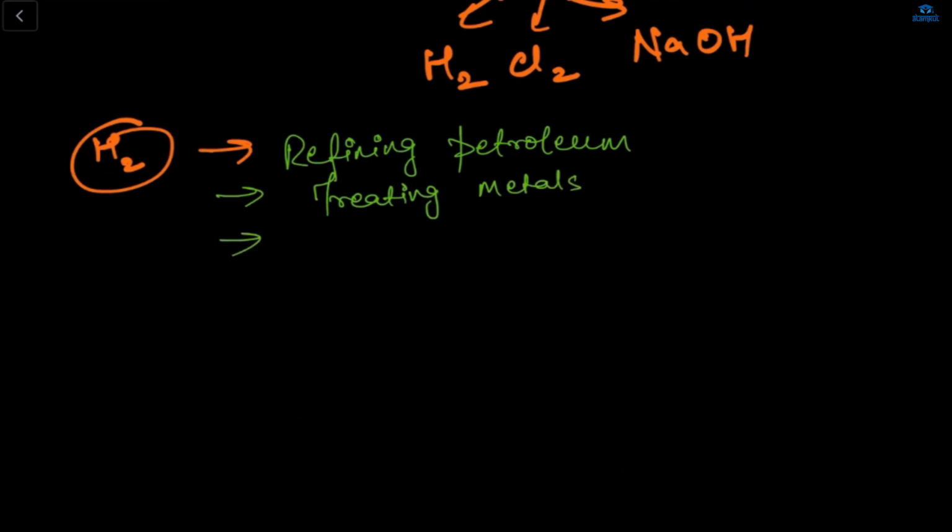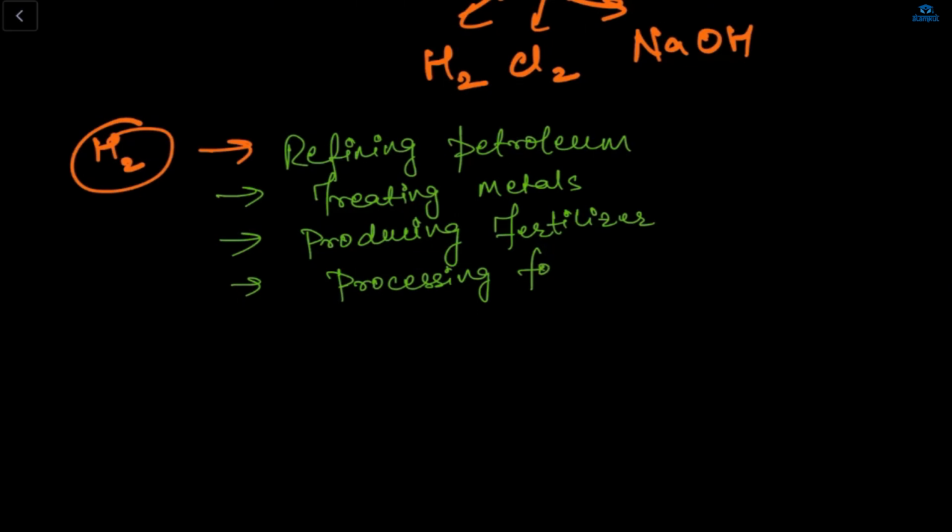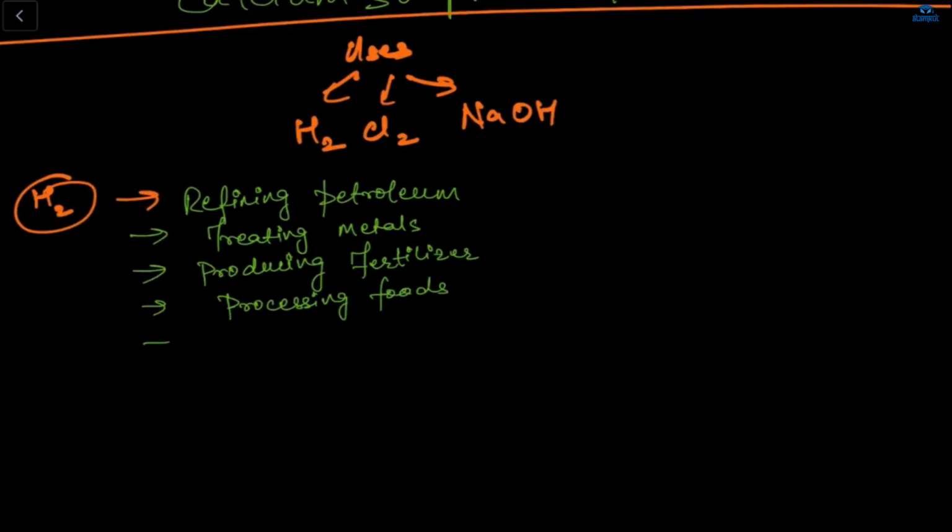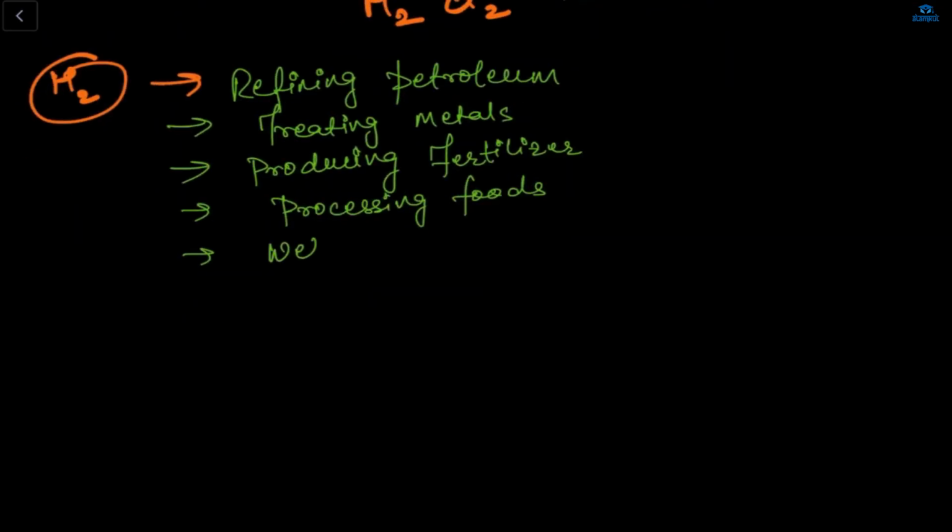The third one is producing fertilizer. Fertilizer is basically used in our fields, right? The fourth one is processing foods. Hydrogen gas helps in processing foods. Then in welding also, hydrogen gas is used. And the last one is production of hydrochloric acid, HCl.